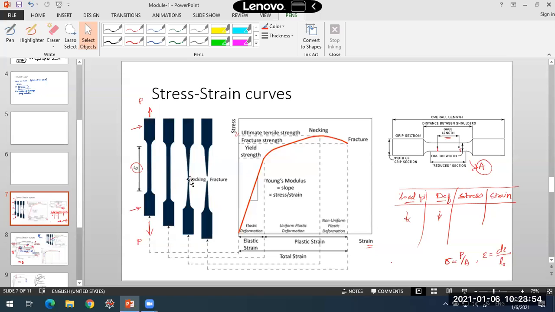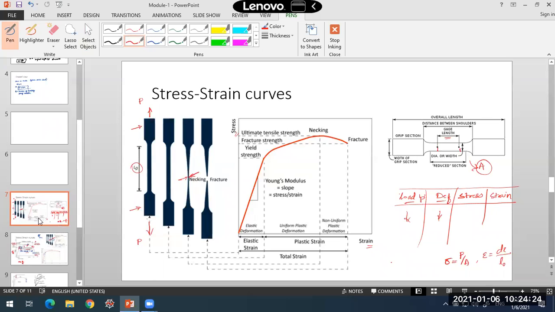But what is happening actually in the specimen? The area is reducing. You can see here, we call this phenomenon necking. At some point where the specimen is weak, it will form that neck shape. You'll find that the reduction in the area, or the reduction in the width or the diameter of the specimen, will be more at this point. So this is the necking phenomenon that we observe there.